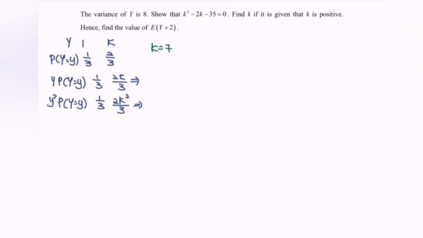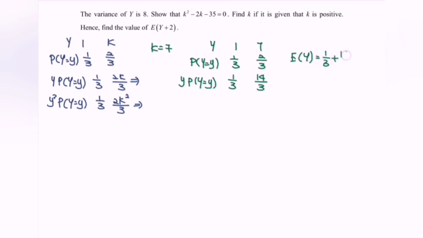So now, since k is equals to 7, kindly substitute into the table. So where we have y is equals to 1 and 7. So the probabilities for y is equals to 1 over 3 and 2 over 3. Next, y multiply with the probability. So where we will have 1 over 3, 14 over 3. So in order to find the expected value for y, where we will have 1 over 3 plus 14 over 3. So the expected value for y will be equals to 15 over 3, where we will obtain 5.